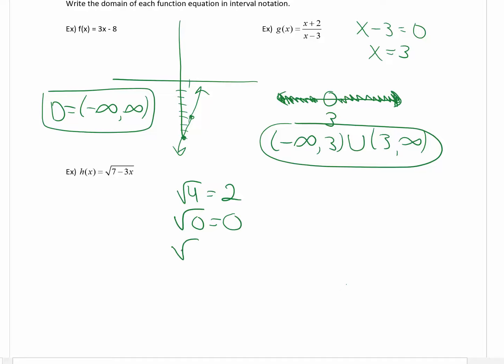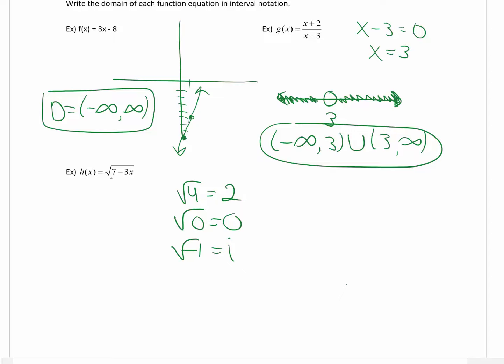How about the square root of negative 1? Yeah, there is no value that you can multiply by itself to get negative 1, because negative 1 times negative 1 is 1, and 1 times 1 is 1. In fact, the square root of negative 1 is i. That is a complex number, not a real number. So in other words, I cannot have a negative number under a square root. Otherwise, it's not going to be a real number.